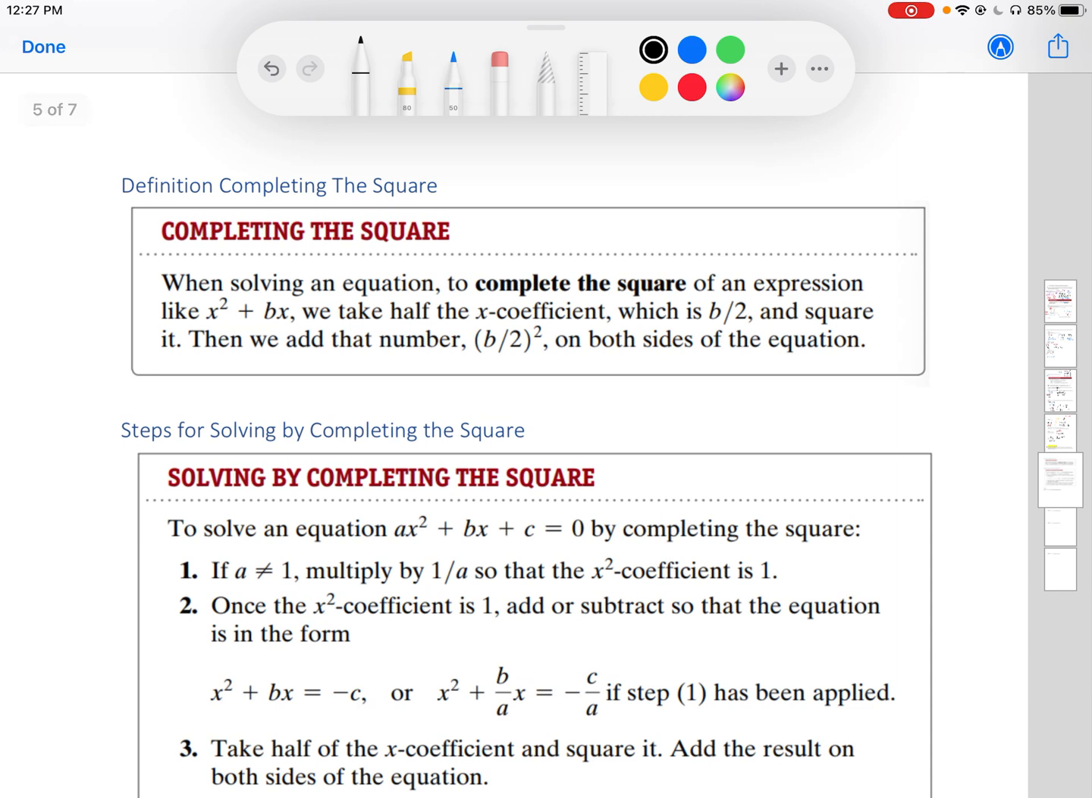Definition of completing the square. When solving the equation to complete the square of an expression like x squared plus bx, we take half of the x coefficient, in this case b over 2, and square it, and we add the number. So we're going to go ahead and use this definition of b over 2 squared on both sides of the equation. Now, if you happen to have a fraction, you can also treat it as b times 1/2 quantity squared. You can also write it that way in case you're working with a fraction.